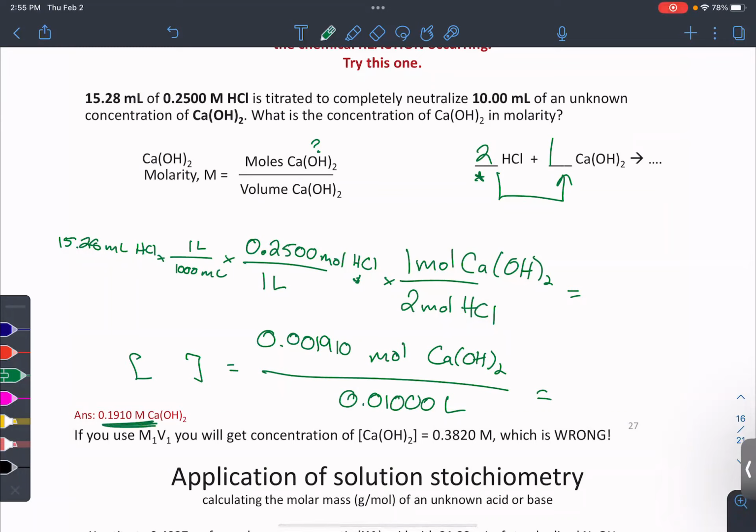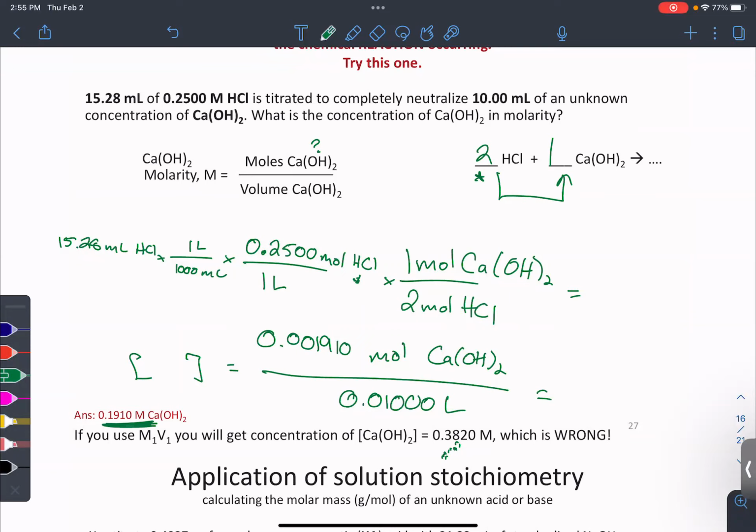And so the molarity here is just off by a factor of 2. If you used M1V1, you would get the same concentration from the previous slide. You would get the 0.38 number, but that's only if it's a monoprotic acid and base. If it's a 1-to-1 ratio, that's the only time it works.